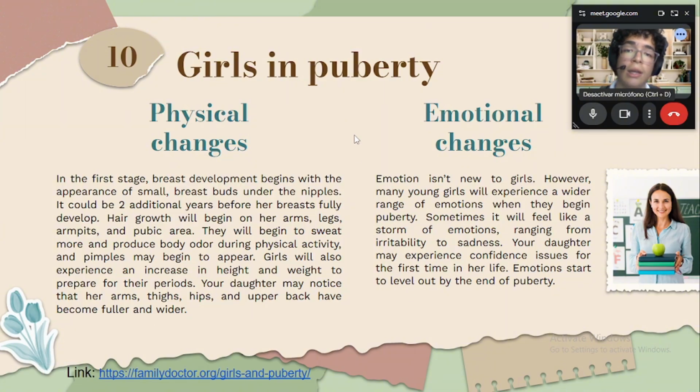So, continuing with emotional changes. Emotion isn't new to girls. However, many young girls will experience a wider range of emotions when they begin puberty. Sometimes it will feel like a storm of emotions. This is really important to know so parents can understand how they feel emotionally, if they feel happy, sad, or if there's something they don't like, so they can work on it and make it better for everyone. So it's important to always stay healthy psychologically, so there isn't any issue in the future or during puberty. This information was taken from the Family Doctor organization.